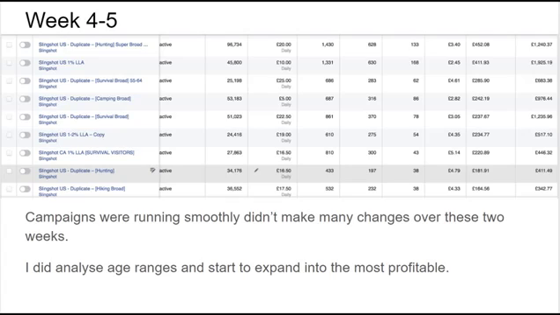And then week 4 to 5, everything was sort of running smoothly. We sort of branched out as far as I thought we could go with this. We're pretty much dominating the US. We tried Canada, and Canada was still working, but you can see our cost per purchase was rising.